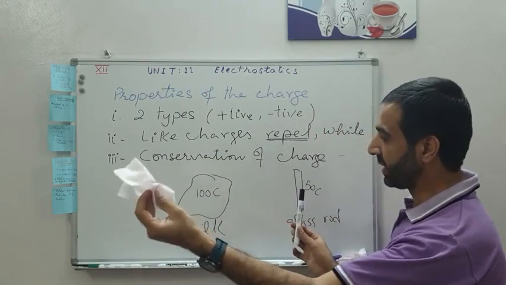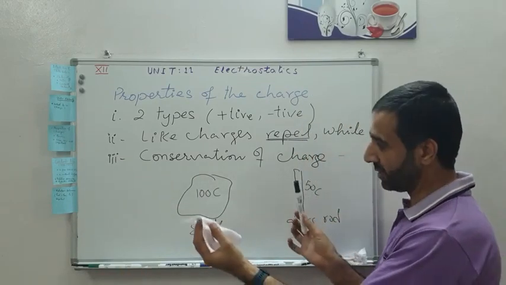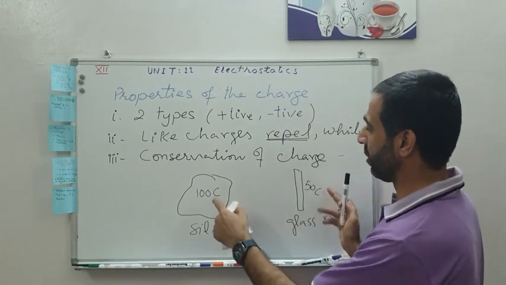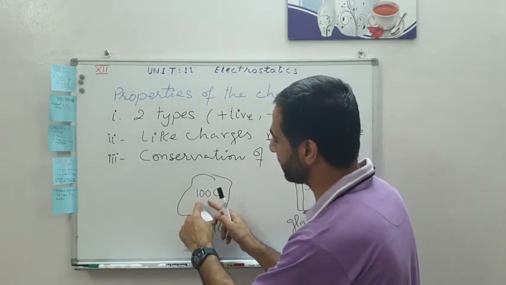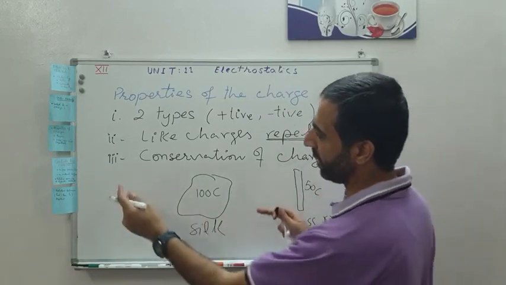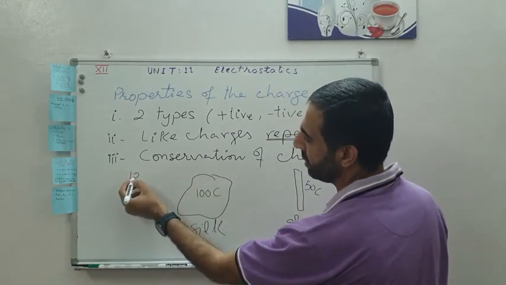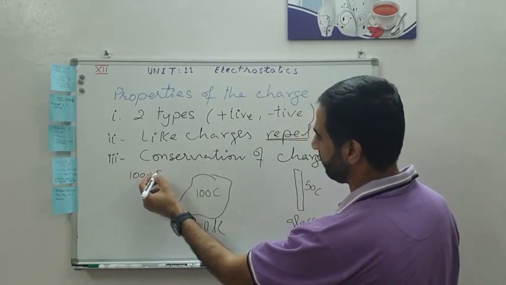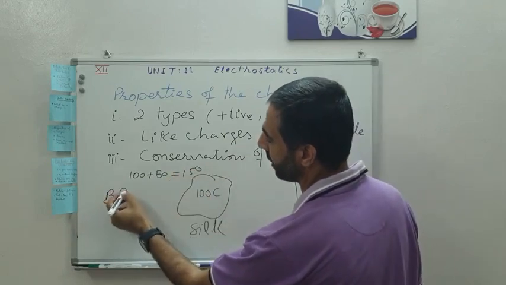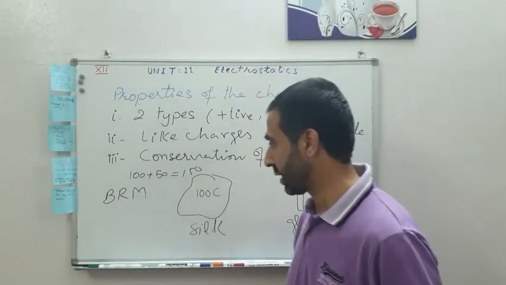This cloth has 100 coulomb of charge in the beginning. This has 50 coulomb of charge. For example, this is neutral and this is neutral. What is the total charge? Here is 100 coulomb, here is 50. So before rubbing these two materials together, what is the total charge? 100 plus 50, you have 150. This is before rubbing the materials together.